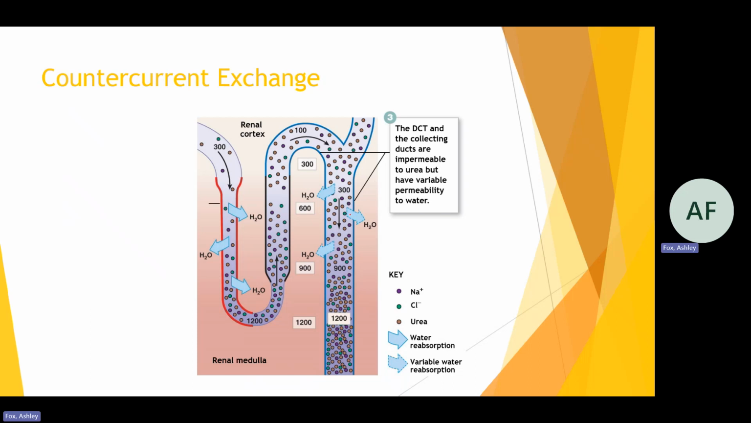So the distal convoluted tubule and the collecting ducts are impermeable to urea. So urea actually can't leave. So that's going to maintain the solute concentration inside the tubular fluid. Plus you want to get rid of urea. It's a waste product. And they have what we call variable permeability to water. Why? Because we can change it. It's not always the same. It's the same in the proximal convoluted tubule, and it's the same in the nephron loop.